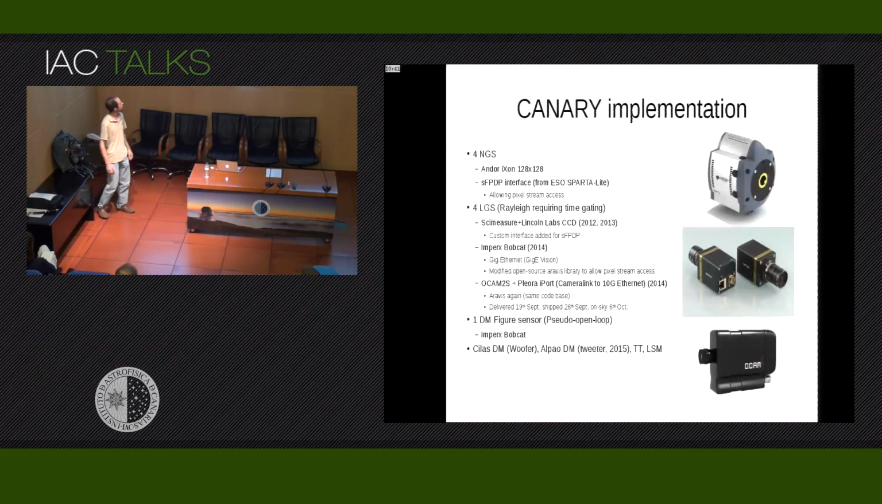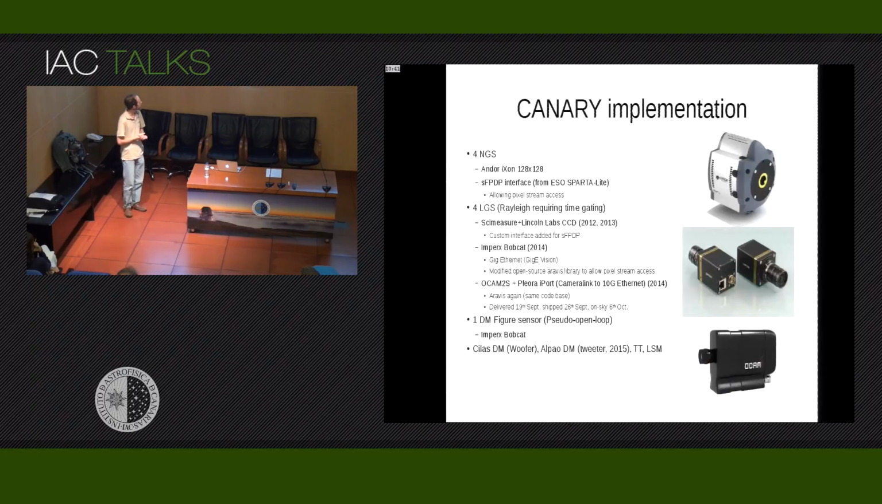So in CANARY, we have 4 natural guide stars. These are all based on Andor iXon cameras. You can see a picture of one there on the left. Fairly basic, fairly standard cameras. You can just buy them off the shelf. One thing we have done with these cameras is we've borrowed an ESO Sparta interface, which converts the proprietary Andor pixel stream into serial FPDP, which is an industry standard protocol widely used in military applications and so on. And that gives us access to the pixels as they come from the camera. We don't have to wait for a whole frame to arrive at the computer. We can access these pixels as they arrive.